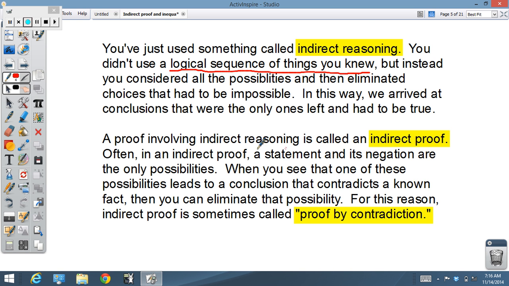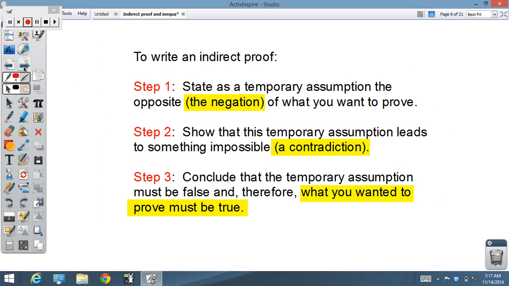If we use a proof that uses this kind of logic, we call it an indirect proof. Often, in the case of an indirect proof, we know there's only two possibilities, either it's true or it's false. Then when you see that one of these possibilities leads to a conclusion that contradicts something you know, it must be false. For this reason, it's sometimes called proof by contradiction. Let me tell you what we're going to do with them.